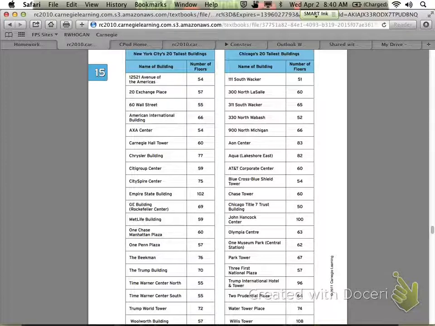Not to be outdone, Chicago is the home to the Willis Tower, also known as the Sears Tower, which is the tallest building in the U.S. It stands an impressive 442 meters tall. So how do these big cities stack up to each other? Are there any similarities or differences in the number of floors each city's 20 tallest buildings have? Look at the table listing each city's 20 tallest buildings.